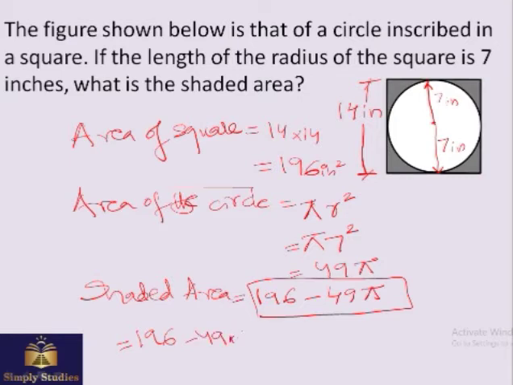So we know pi is equal to 22/7, and so it gives us 196 minus 154, which in turn is equal to 42 square inches. That's the shaded area in this question.